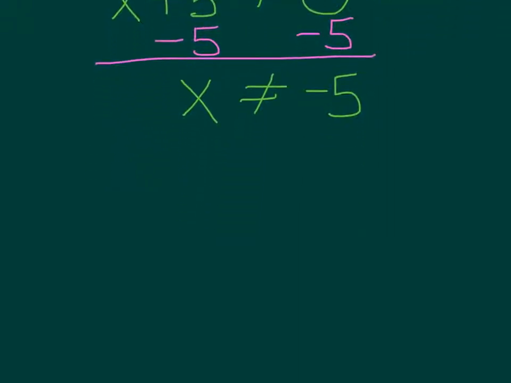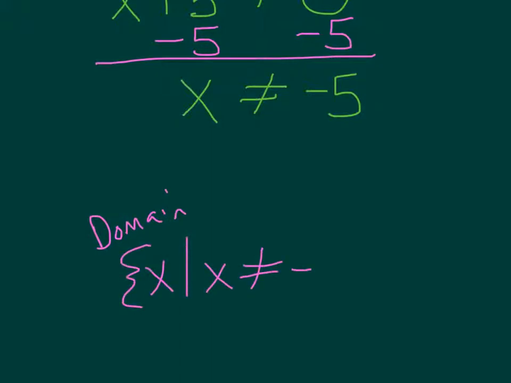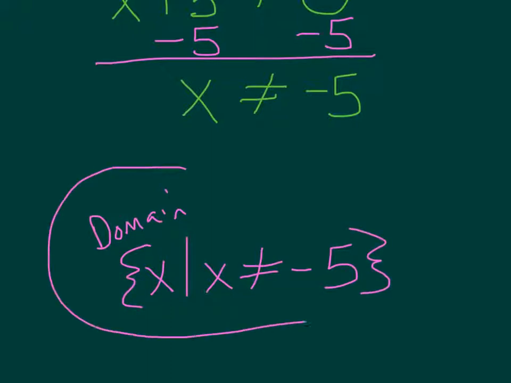And we're writing that in set notation. Your domain is the set of all x such that x is not equal to negative 5. So not too bad. That's all there is to 7.2. Good luck.